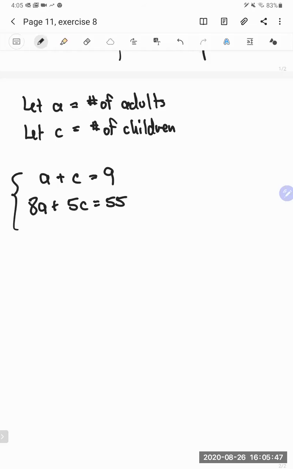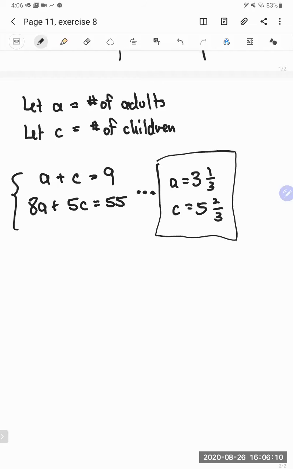So there's a system of equations that you could solve. I'm not going to go through all the nitty-gritty details, but if you solve this system, what you end up with is A equals 3 1/3 and C equals 5 2/3. In other words, the only combination of adults and children that will get you $55 is 3 1/3 adults plus 5 2/3 children. So obviously this is not possible. How can you have 1/3 of an adult or 2/3 of a child? So that doesn't work out.